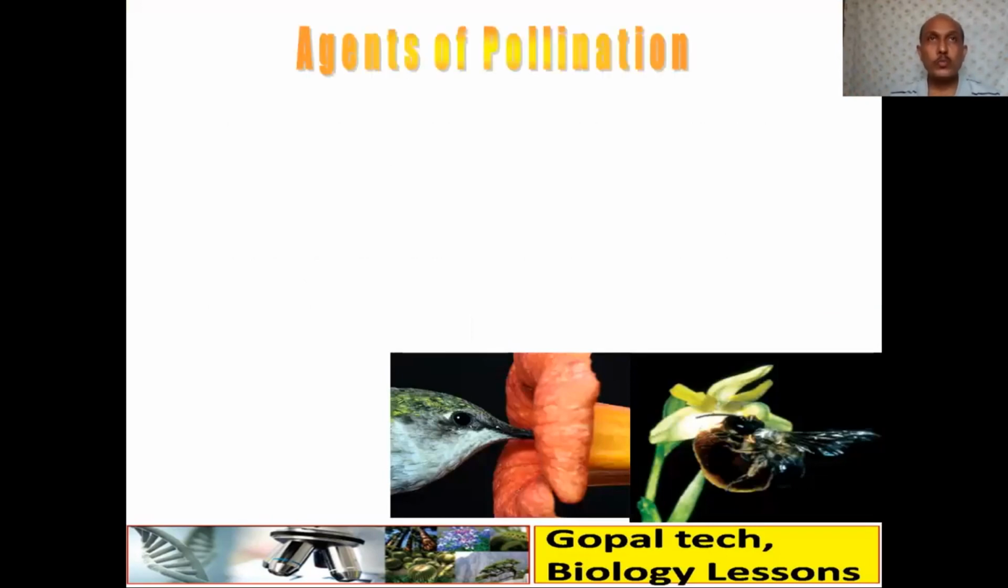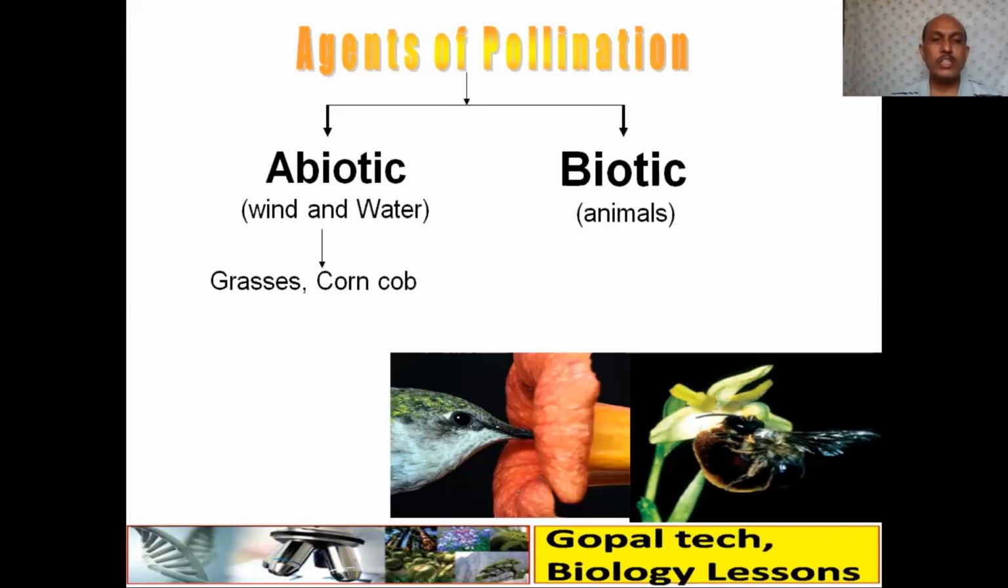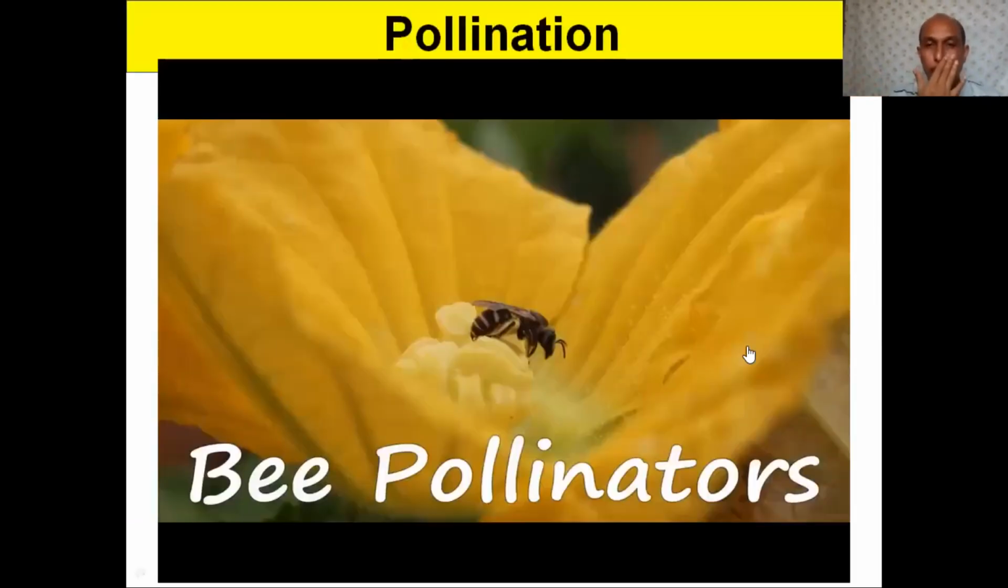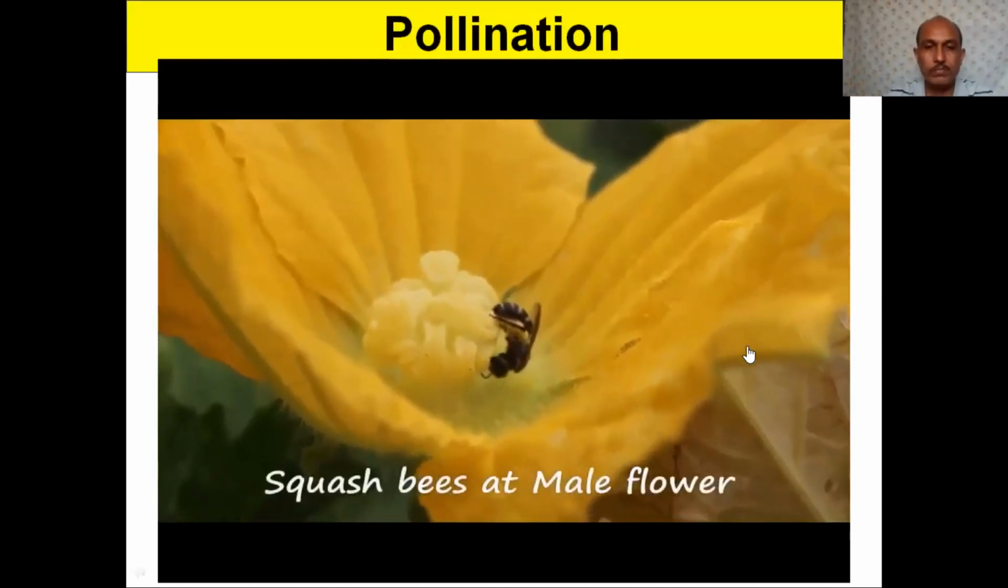Now, to do cross-pollination, agents are required. Pollinators are required. So abiotic pollinators like wind and water, and biotic pollinators, many animals are there. Abiotic, best examples: grass, corn cob, that is maize, Vallisneria and Hydrilla. And in biotic, so many are there. Just watch this video. So this is insect pollination.